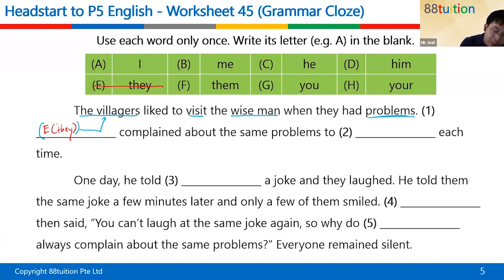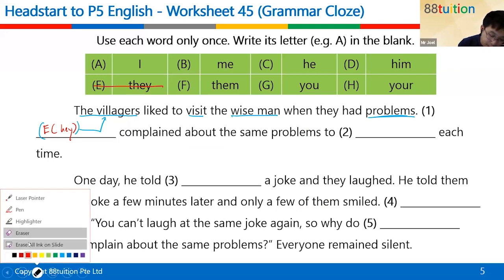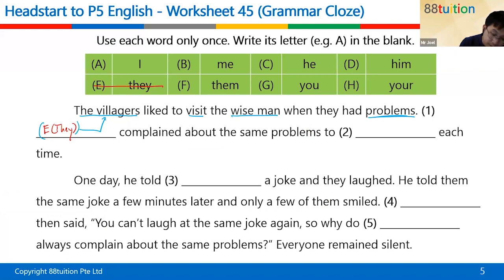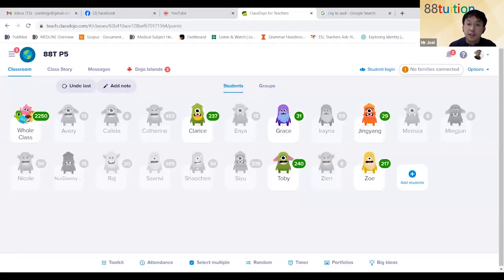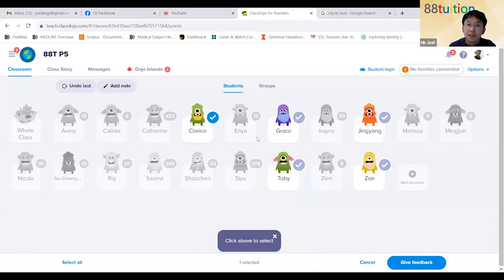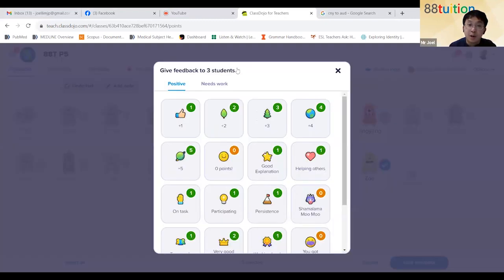And this would have to be a capital T because it's the beginning of the sentence. Let me just erase that so I can write a capital T over here. "They." All right, so that's capital T, "they." So who got this one right according to my submissions here? It's Clarice, Grace, and Zoe. So Clarice, Grace, and Zoe, you get 1 point.